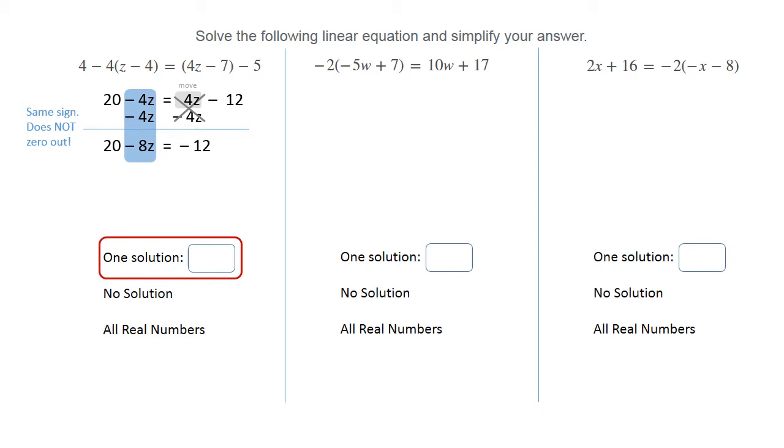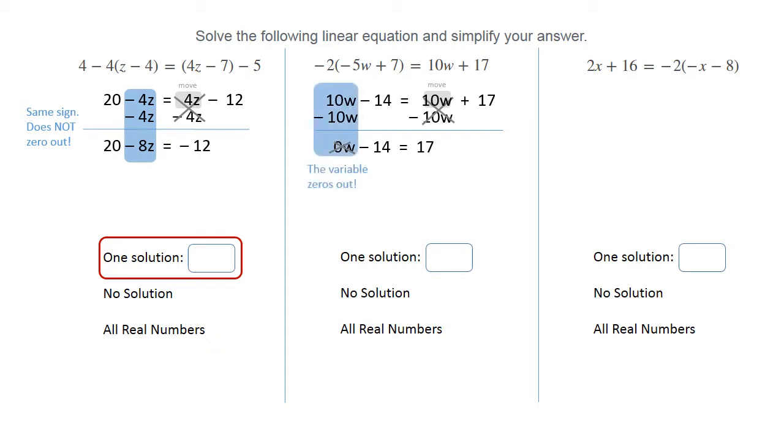In the middle example, somewhere along the way while you're working, you will move a 10w by subtracting it, and the variable itself will zero out. It will just disappear. In this case, you're going to look at the numbers you have left and determine that that statement is false, and then you're going to have no solution.